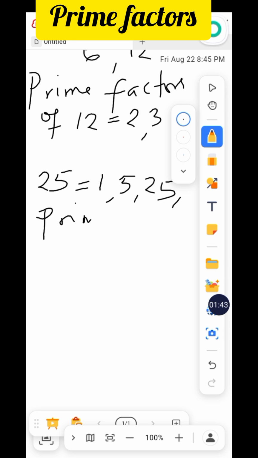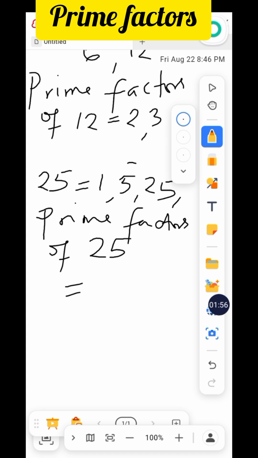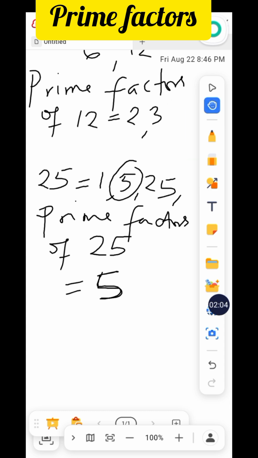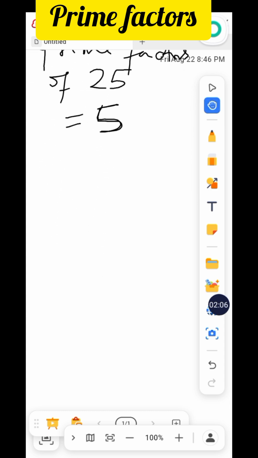If we are interested in finding the prime factors of 25, they will be those factors of 25 that are prime in nature. And the only factor of 25 that is prime is 5, as 1 is not a prime number and 25 is also not a prime number. So the prime factors of 25 are ordinarily just 5. Are we together?